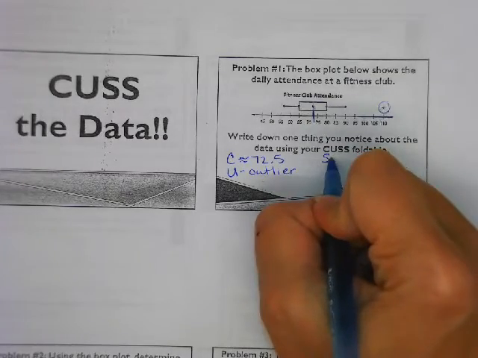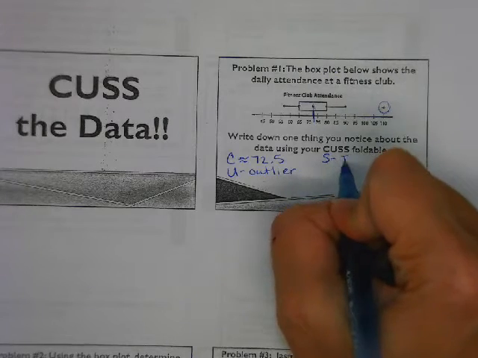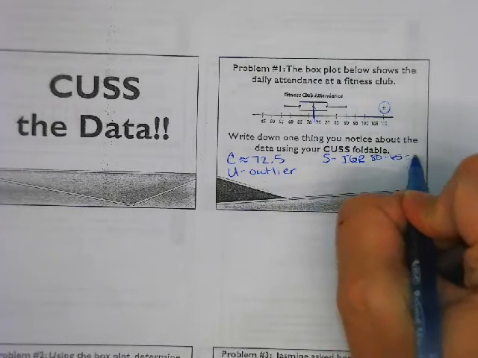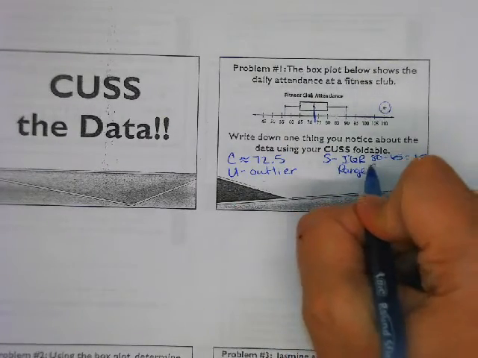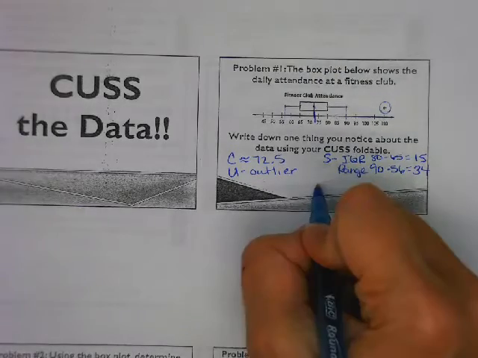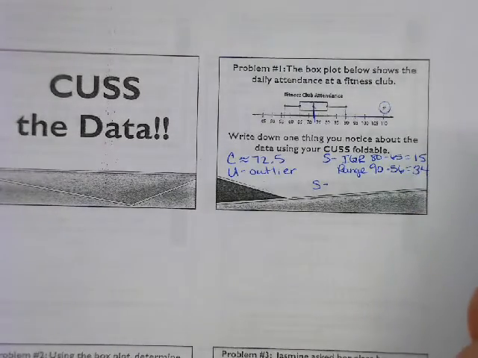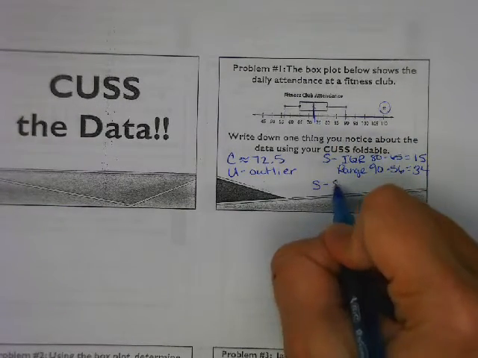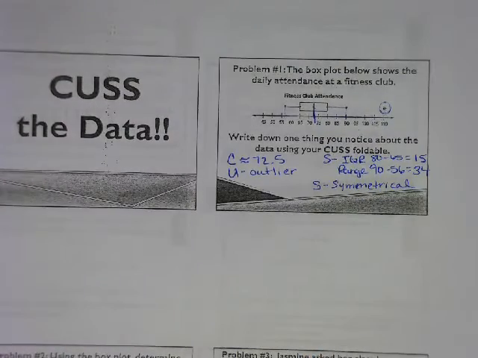The first S is the spread of the data. We could find the range. We could find the IQR. You can see IQR 80 minus 65 is 15. You could find the range, 90 minus 56, which is going to be, you have to borrow there, 34. And then the last S is the shape. And you can see this is maybe symmetrical. This might be a little bit longer. We can call it symmetrical for our purposes, okay? Because it's kind of hard to see the numbers there.